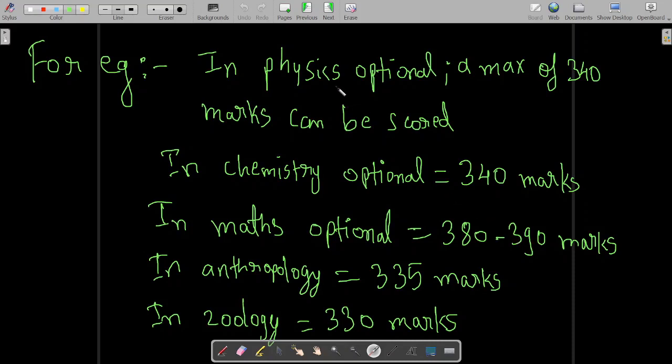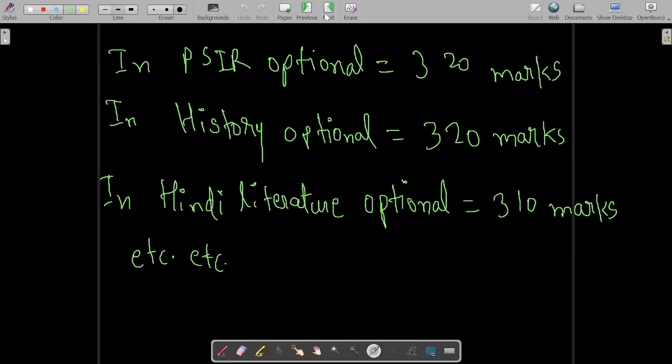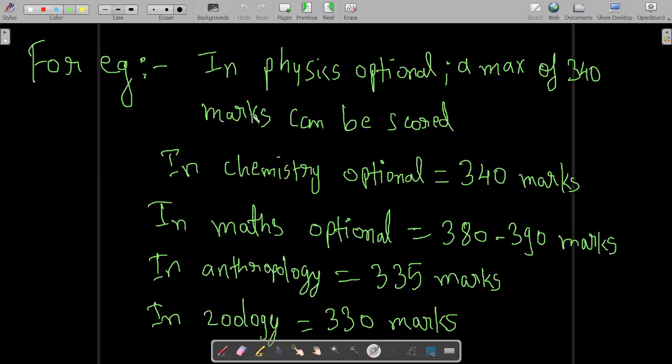Now after hearing all of this, you will think, is it a level playing field for all students? You will start thinking that humanities optional people will be at a disadvantage and science optional people will be at an advantage. From this discussion, from this example which I gave you, it seems that science optional people are at an advantage and humanities optional people are at a disadvantage. But it is not like that.